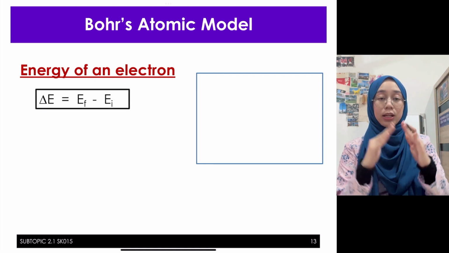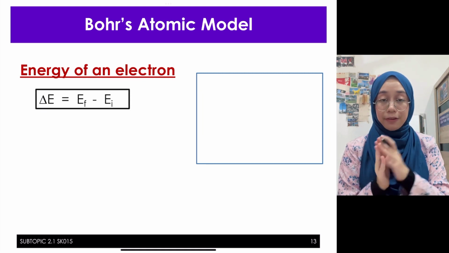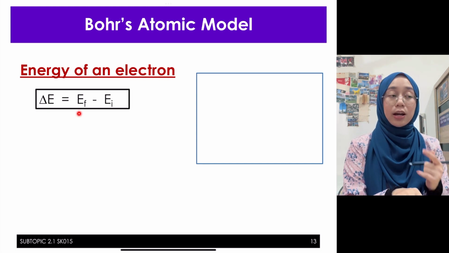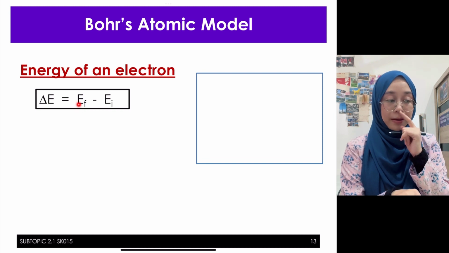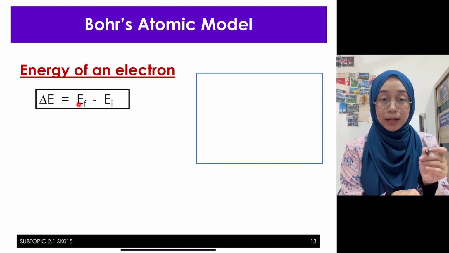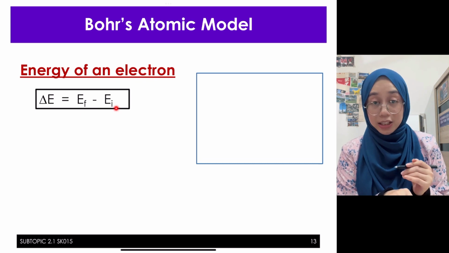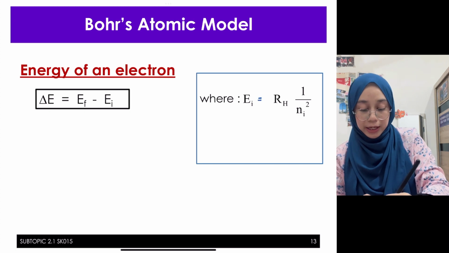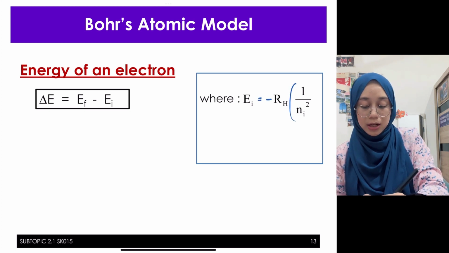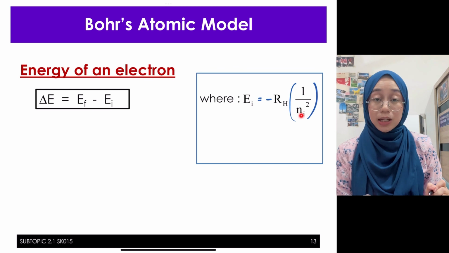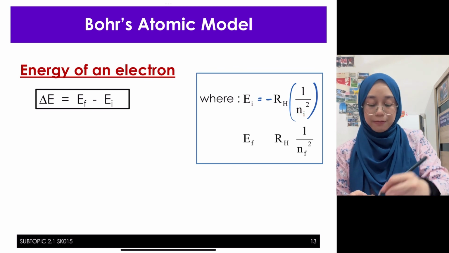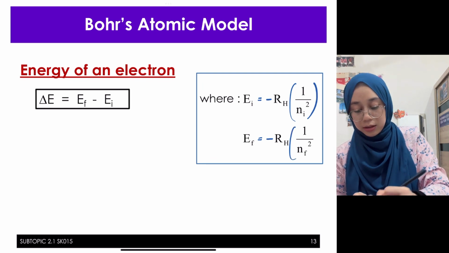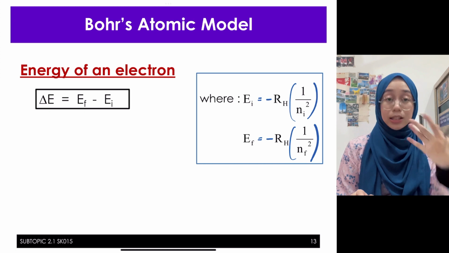So basically, kalau kita nak tengok perbezaan energy from one energy level to another energy level, kita kena kira energy yang dekat final energy level dengan energy yang dekat initial energy level. Okay, whereby EI dekat sini, energy yang initial adalah negative Rydberg constant of the initial energy level. And then EF pula adalah energy untuk yang dekat the final energy level pula.